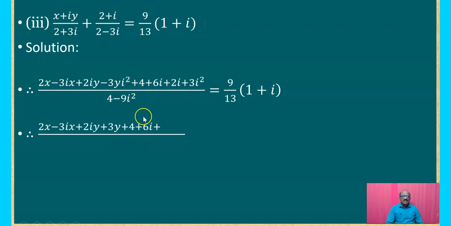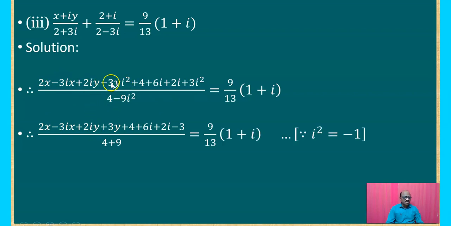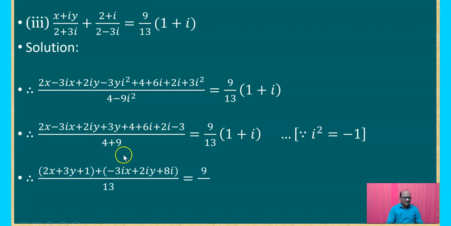Then again simplify this. 2x minus 3ix, 2iy. i square is minus 1, therefore it will become plus. This is 3y, 4, 6i, 2i. i square is again minus 1, minus 3. Okay. Therefore, we will collect the real part. That is 2x plus 3y plus 4 minus 3. 2x plus 3y. Okay. Here plus 4 minus 3 is 1.